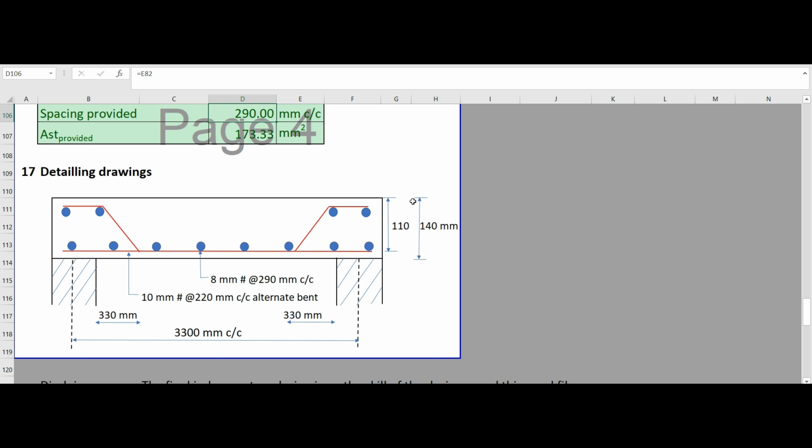In the upcoming videos, we will discuss the design of continuous one-way slabs, two-way slabs, isolated footings, sloped footings, combined footings, staircase, etc. in Excel sheets.